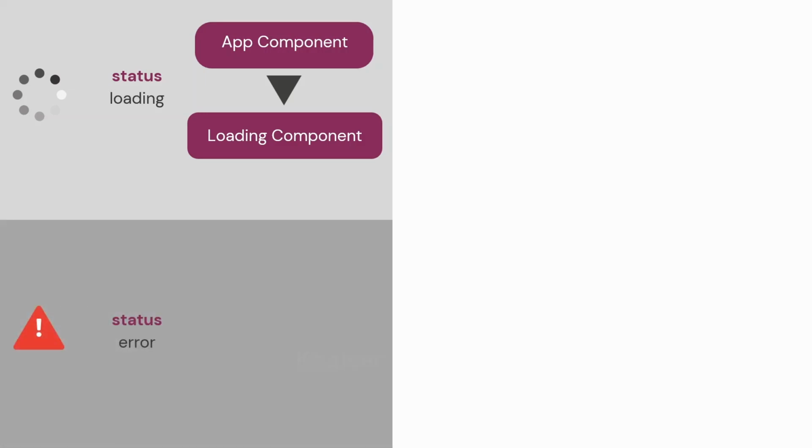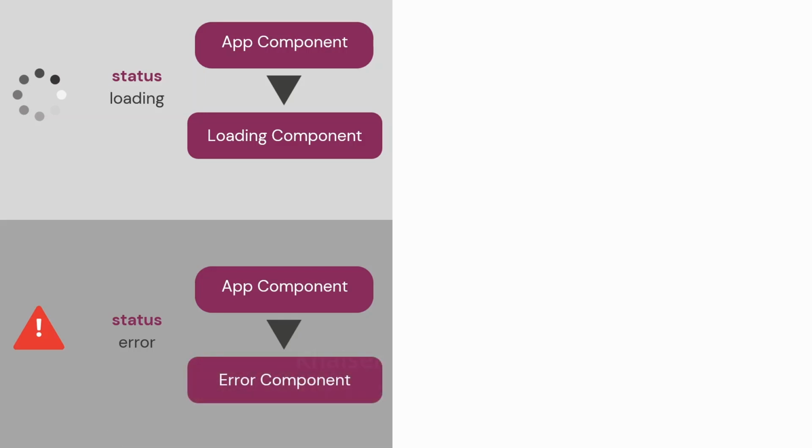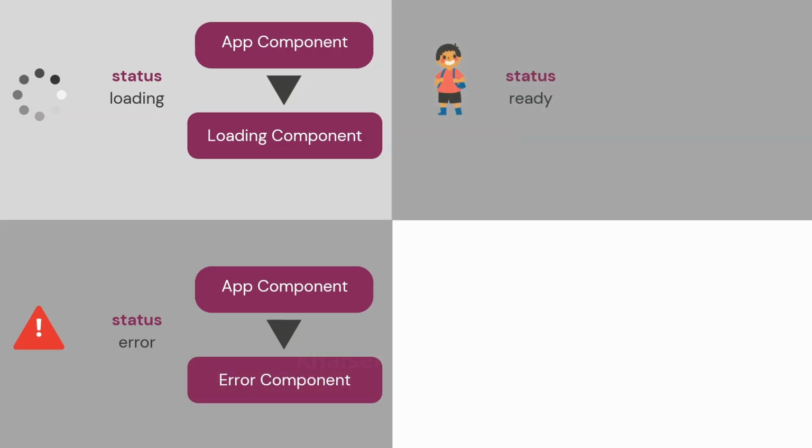And if I am having any error, then what I will do, I am just going to update my status to error. And once my status is error, inside this app component, I only want to render this error component. Then if my status is ready, once the entire data is fetched, then what I will do, I am just going to update my status to ready.